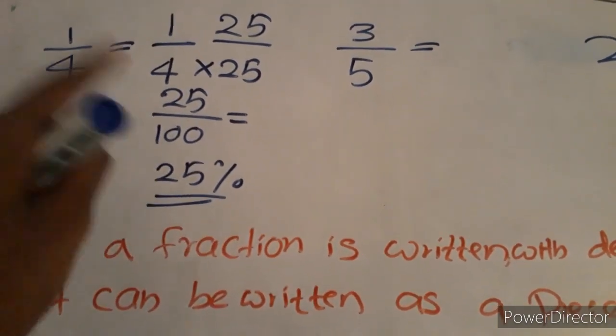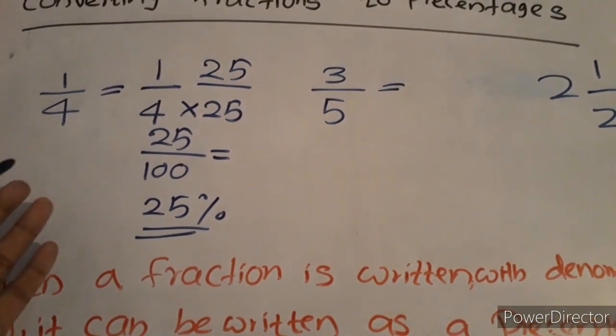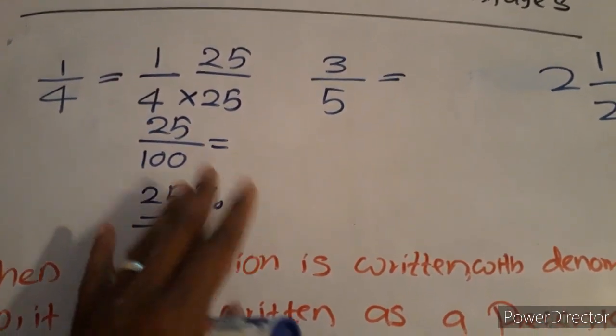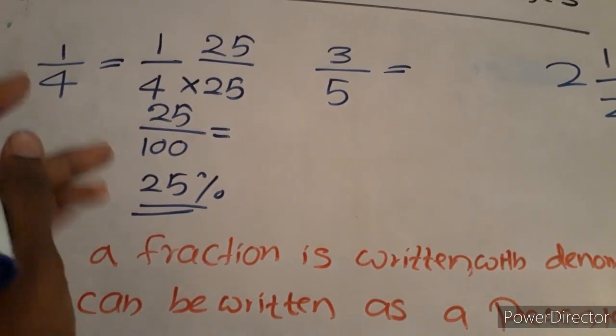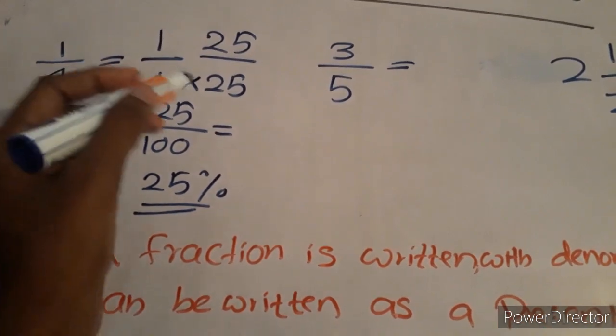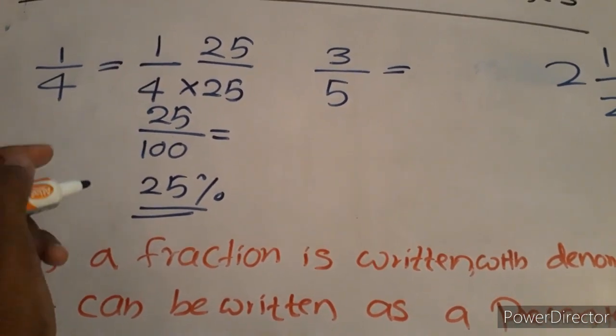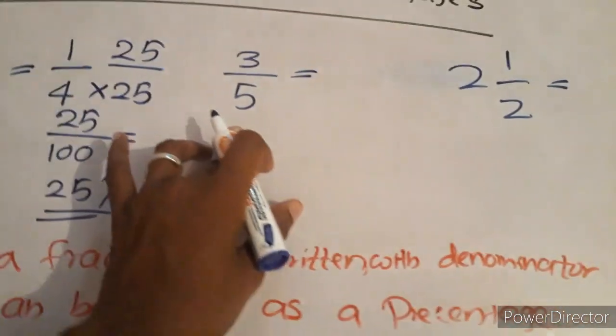By making the denominator 100, we can convert a fraction to a percentage. So you have to make the denominator 100. That's what you have to do. Make the denominator 100. We'll see the next example.